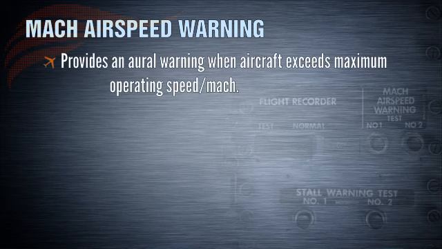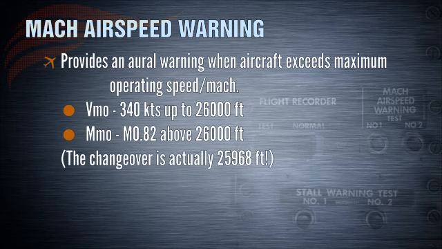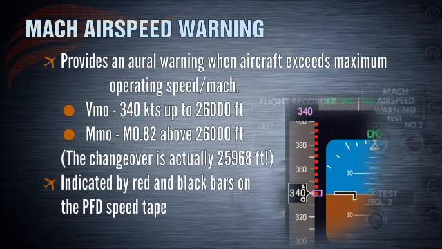The Mach airspeed warning system provides an oral warning when the aircraft exceeds maximum operating speed. This speed is 340 knots up to 26,000 feet, and Mach 0.82 thereafter. This is indicated by the red and black bars on the PFD speed tape.